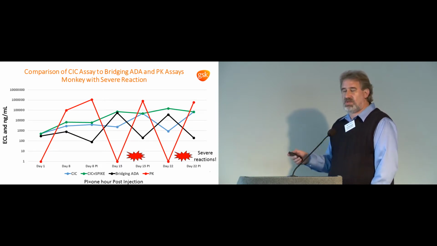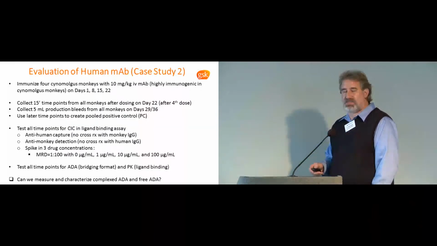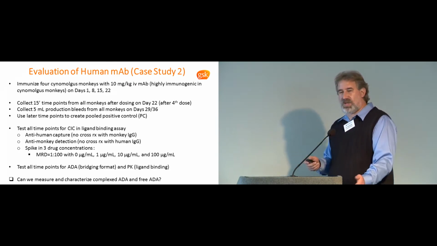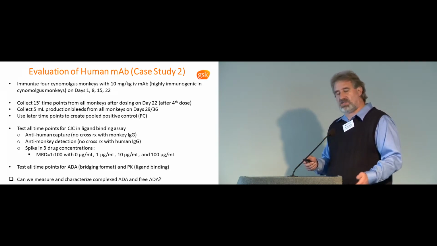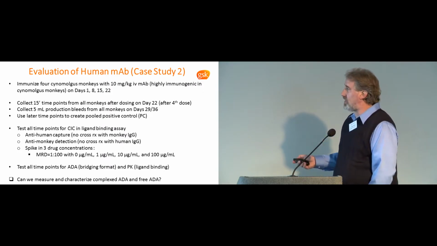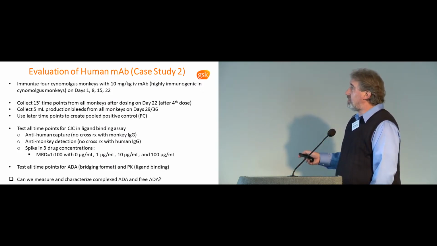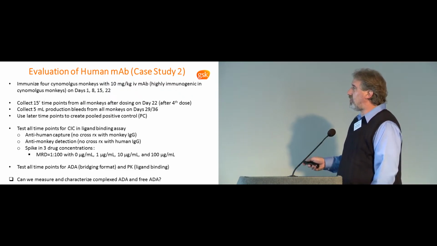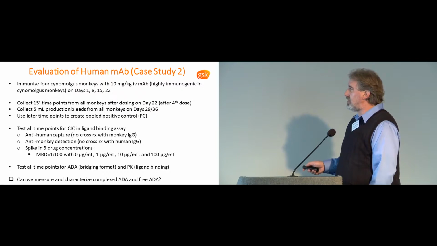Based on those results, we knew we had to look more in depth to what was going on. We just couldn't have 1 week after dosing and then 1 hour. It just didn't seem like enough time points to really get an idea of what was going on in the sample. So actually, case study 2 is how we generated our positive control. We immunized 4 monkeys with a highly immunogenic compound once a week for 4 weeks.